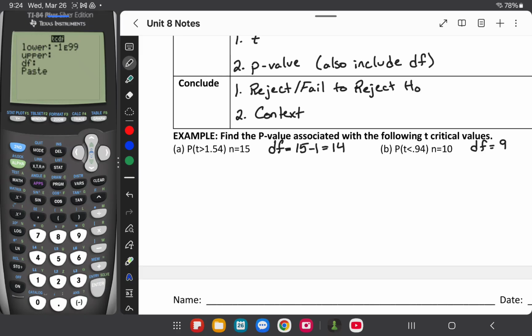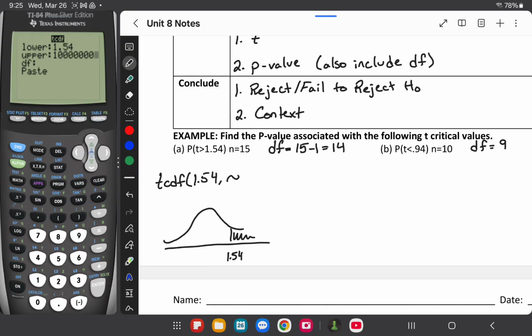So in the tcdf menu, it's going to give us a few different things that it wants. The first thing that it wants is the lower value. So if I want to, for this first example, find my p-value where t is greater than 1.54, 1.54 would be somewhere over here to the right, and we're looking for area to the right, meaning 1.54 would be my lower. For upper, pick something very, very large.